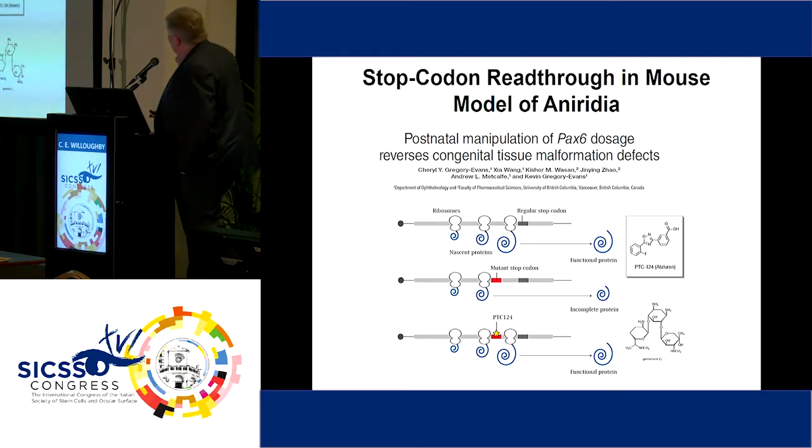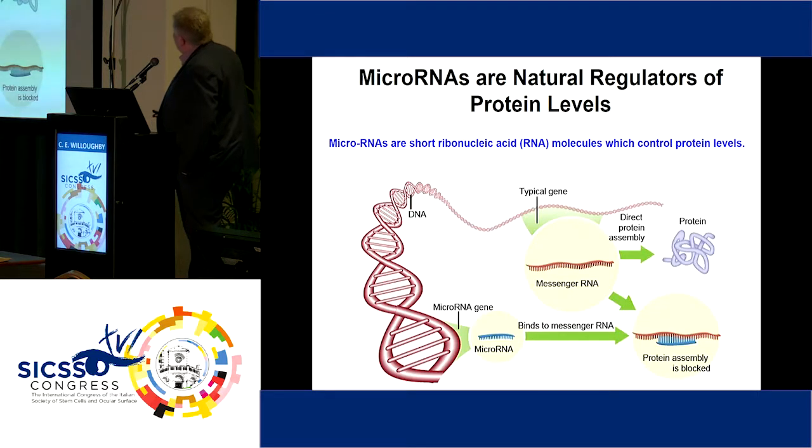But I've been thinking about a different way to do that, and that involves the use of microRNAs. And microRNAs are small RNA molecules which control our protein levels. So here we've got the DNA, and it forms a messenger RNA, which normally makes a protein. That was the central dogma of molecular biology. But the microRNA gene can control protein levels. It can bind to the messenger RNA and affect the level of protein.